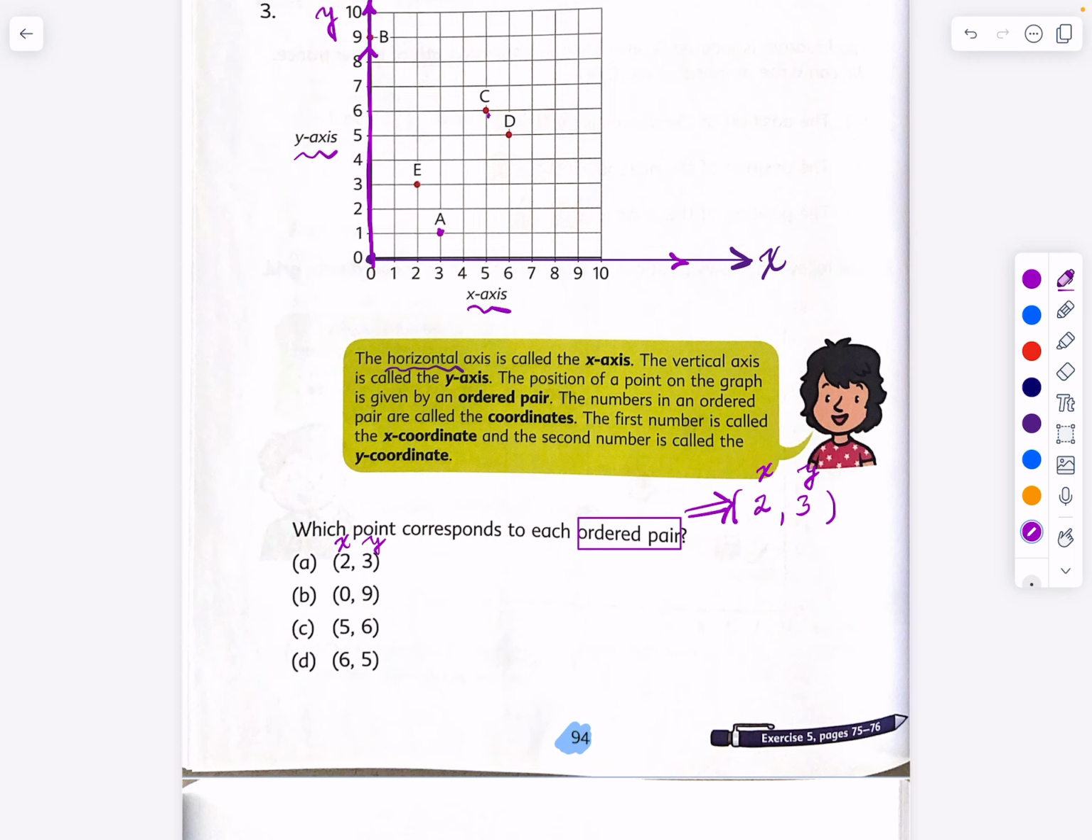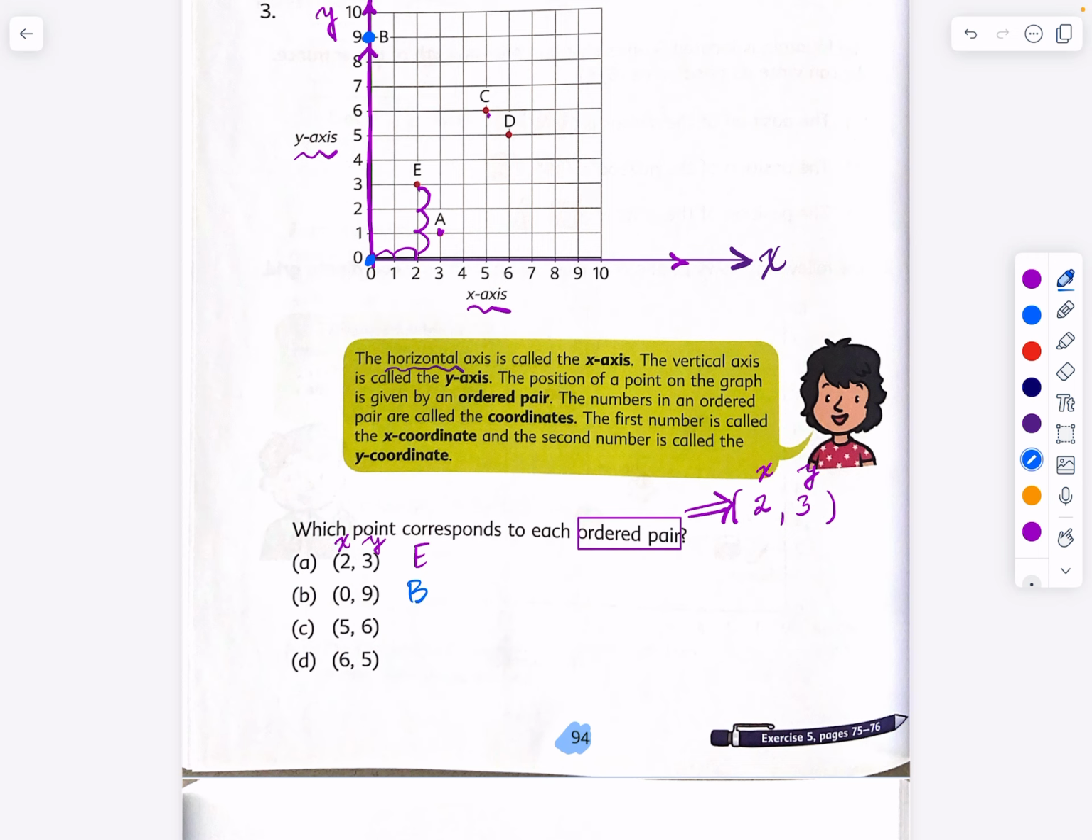(2, 3). Which point is this? We go 2, and then 1, 2, 3, we go up 3, and that is point E. Now let's try to read the coordinate plane without using those little rainbows that I've been creating just for our initial practice. (0, 9). So we start at 0, we don't go anywhere to the right, and we reach all the way up 9 on the number line, and that's point B.